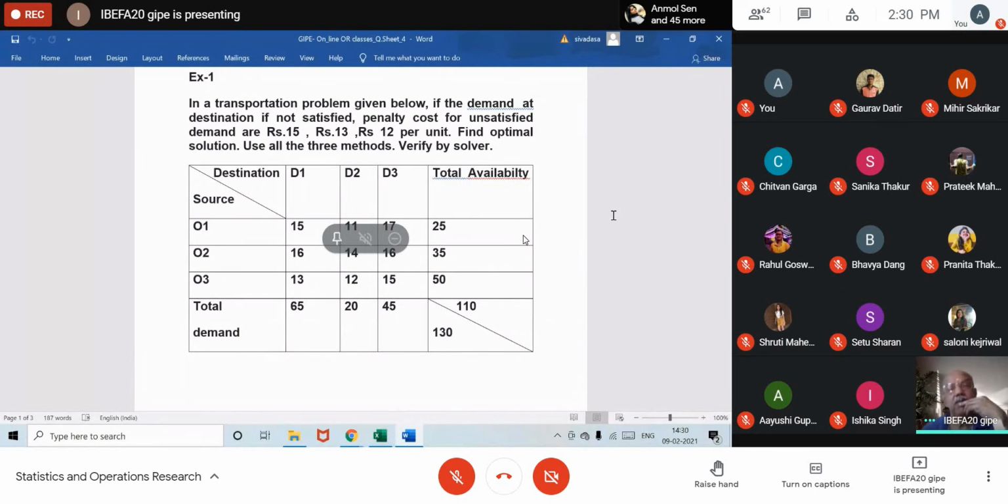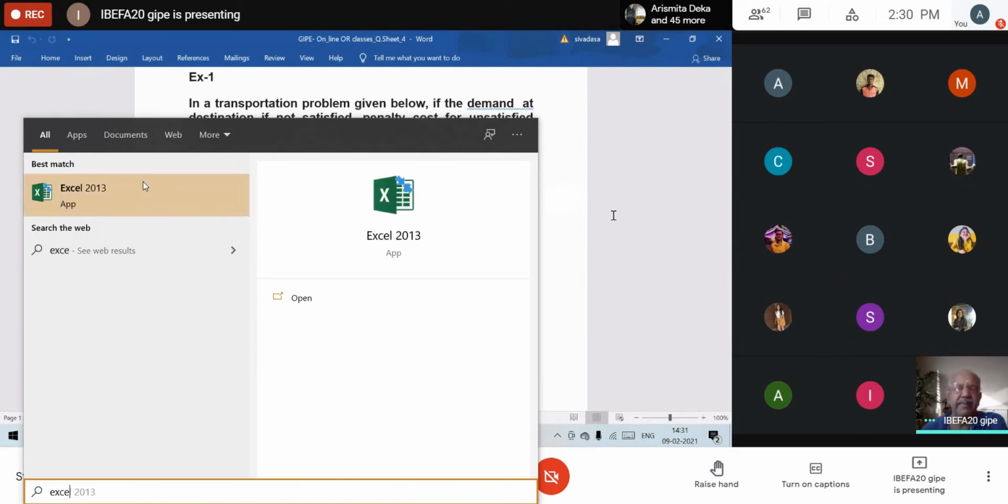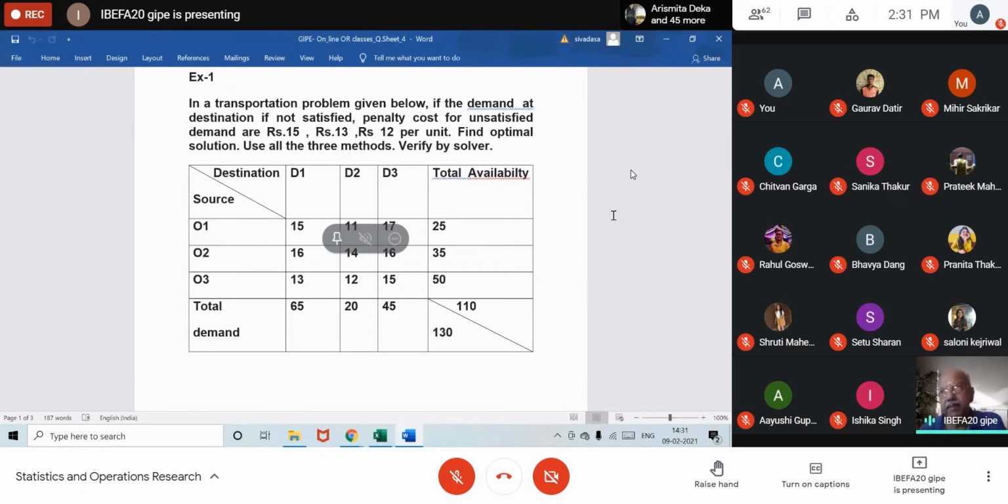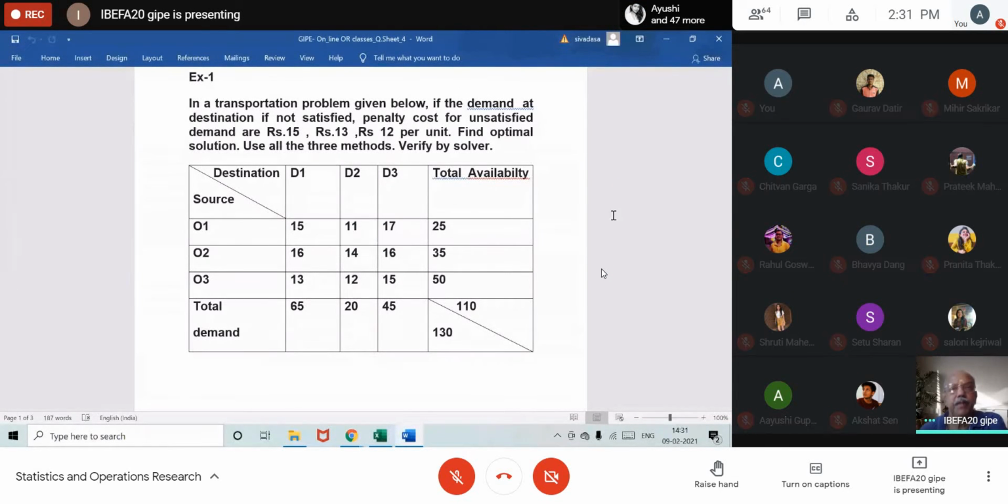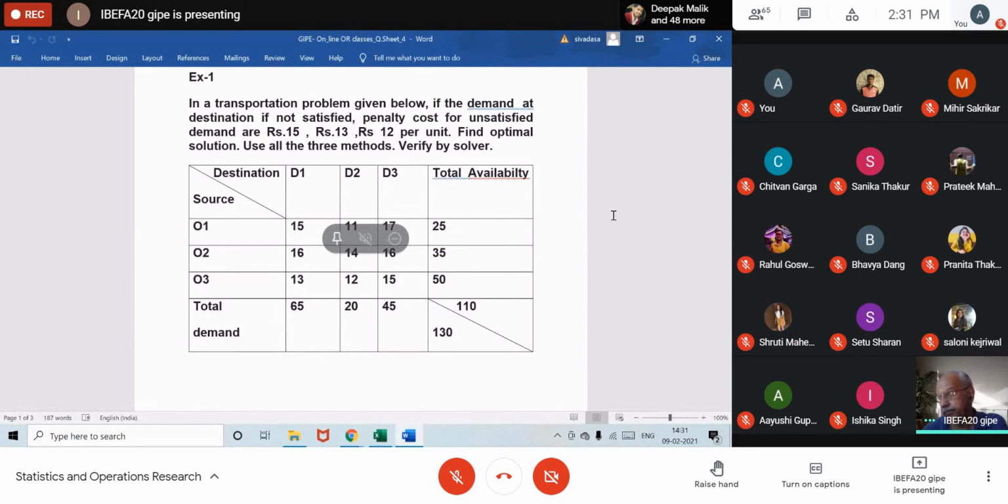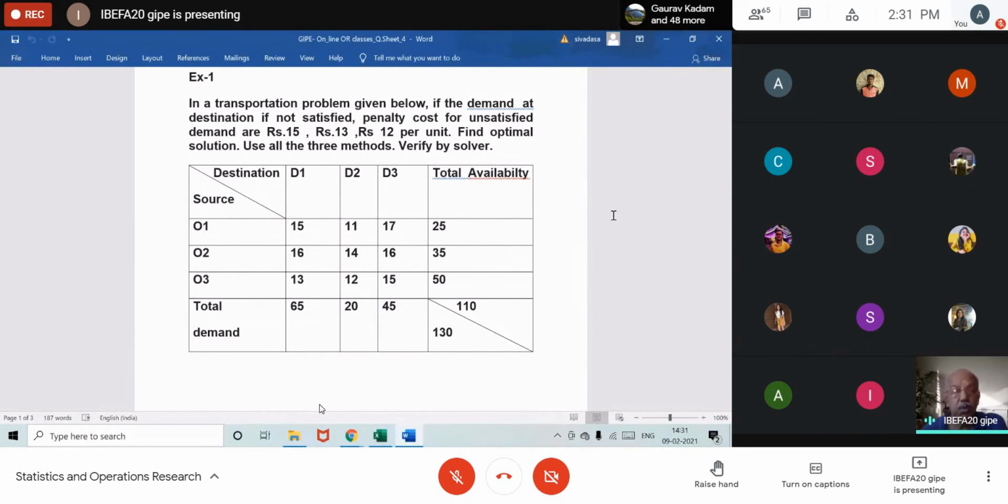So, once the TP is balanced, you can work as usual. One example I am going to show you, and the remaining examples you have to work, and we have to complete it today itself, because there is no time.